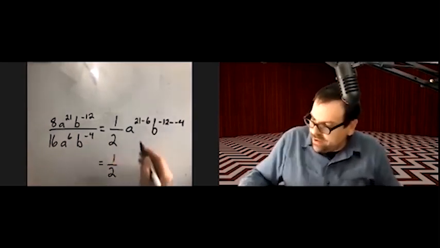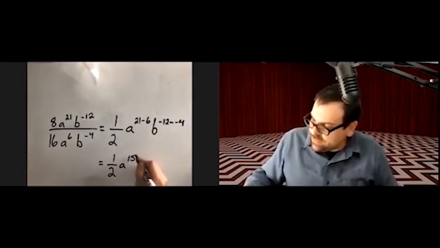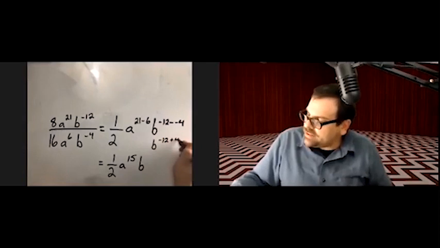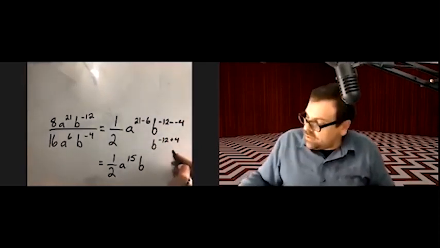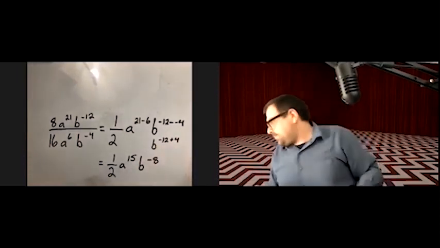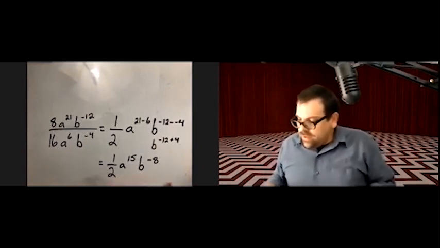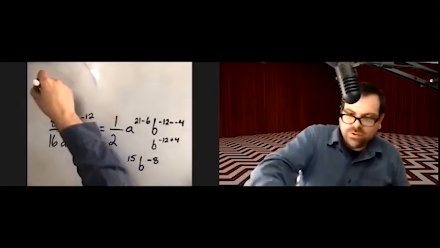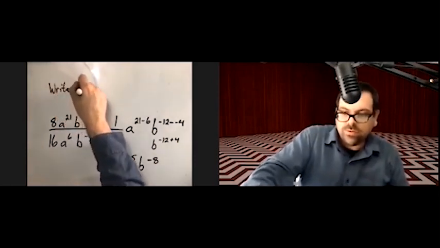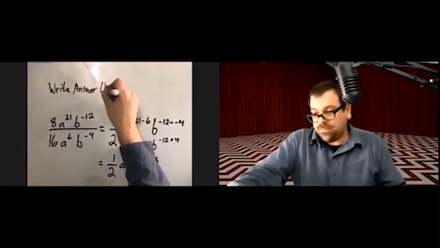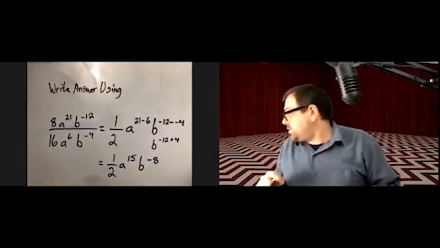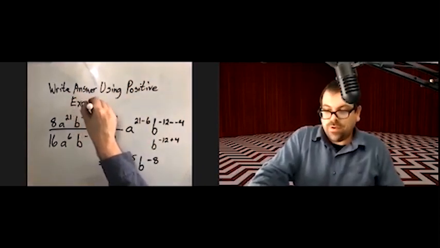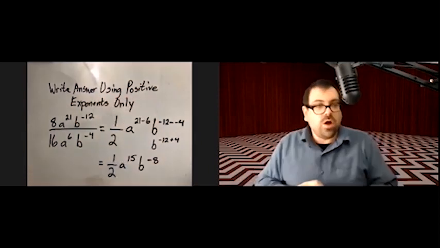So this is 1/2 a to the 15, 21 minus 6. B, the b is to the negative 12 minus a negative is plus 4. Negative 12 plus 4, that's negative 8. Now, this would be an okay answer, except we're told to write the answer using positive exponents only.